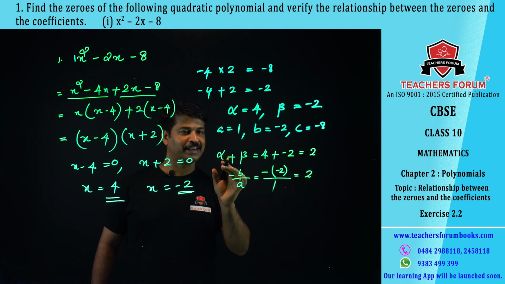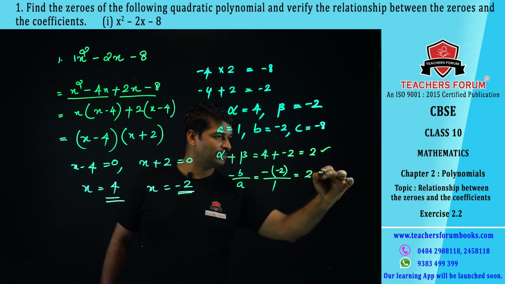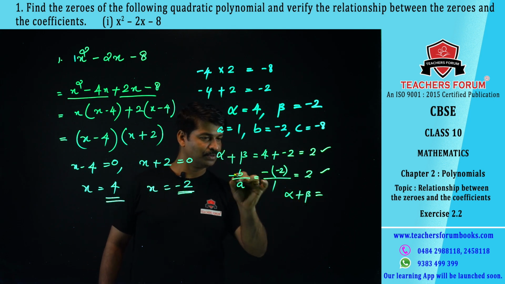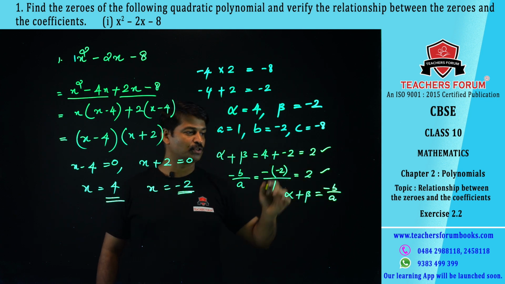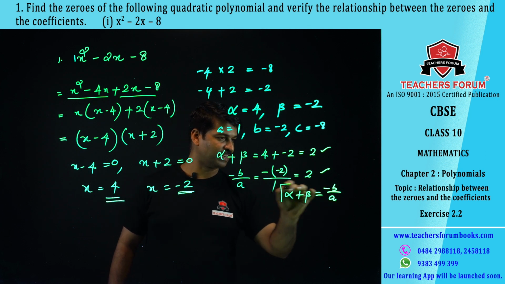So, we have verified the relationship between the zeros and the coefficient. See, it is 2, it is 2. So, from this we conclude alpha plus beta is equal to minus b by a. That is minus of coefficient of x by coefficient of x square. So, we have verified the relationship here.